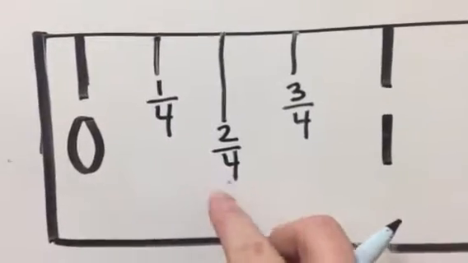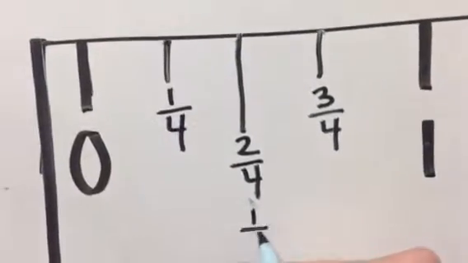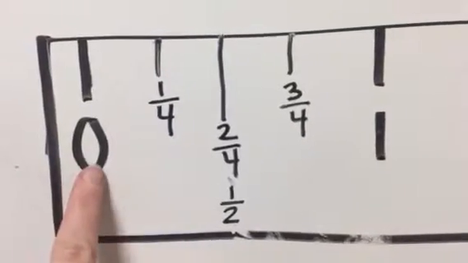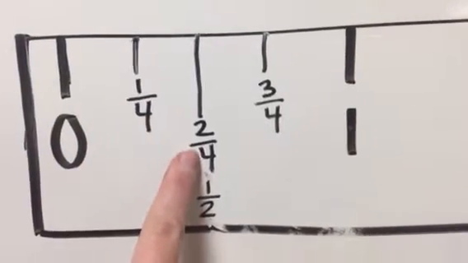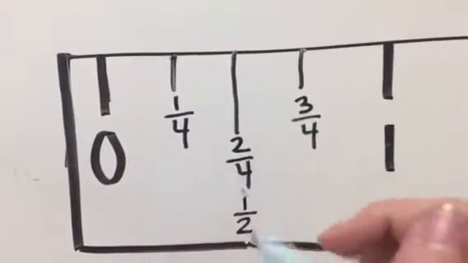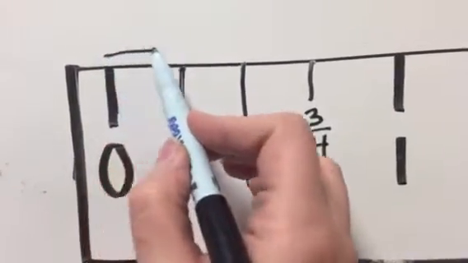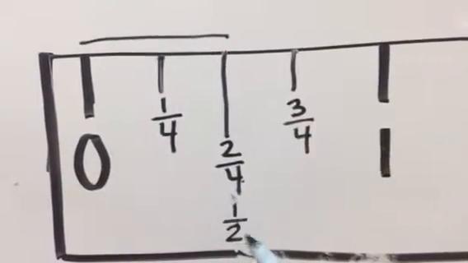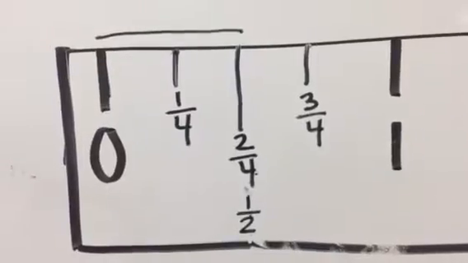So I know that 2 fourths is the same as 1/2, so I could actually put 1/2 here too. Okay, so I have 0, 1 fourth, 2 fourths, which is the same as a half, or 3 fourths. So if I measure an object and it comes to here, I know that object is 2 fourths or 1/2 an inch long.